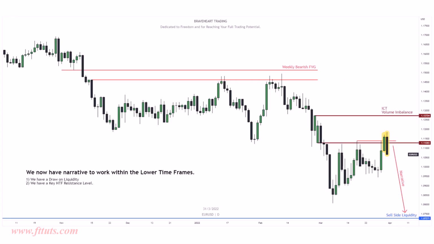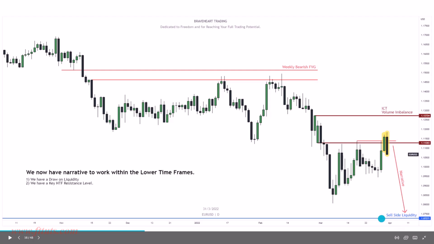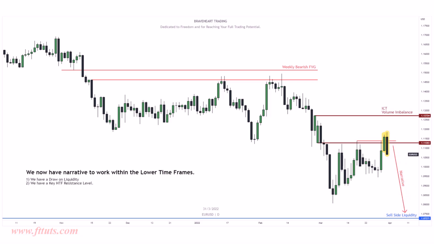We now have a narrative to work within the lower time frames. So if you remember the first slide, we said everything you do on the lower time frames must be based on the context of the higher time frames. Now we have context to work within on the lower time frames. We have a nice level we can work off. We have a level that price wants to draw towards. That is narrative. So every time we go into lower time frames now, that is going to govern every decision we make.